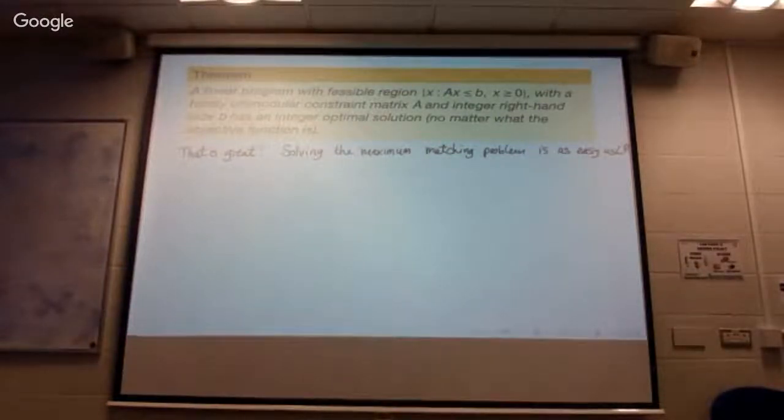Now we could go on and on, and there are a couple of other problems that are totally unimodular, and so on. So that's quite nice. Well, I like it. Why is this theorem true?